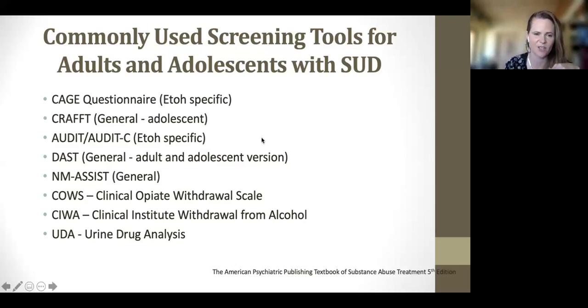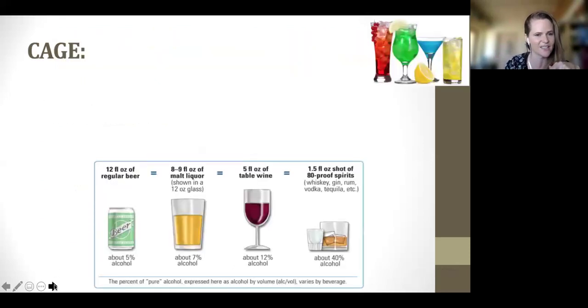The DAST is the drug abuse screening test. And then NM ASSIST, you might think that's New Mexico, but it's not. It's the NIDA-modified ASSIST, and that's a great one because it's actually interactive. You can do it online and go through it with the patient. It has the little decision forks built in. And then we'll talk briefly also about the COWS, the CIWA, and the utilization of urine drug analysis.